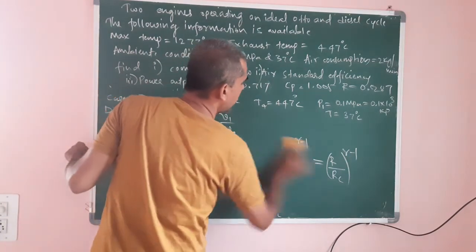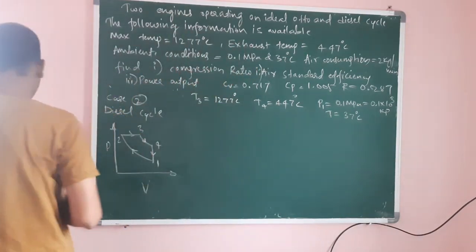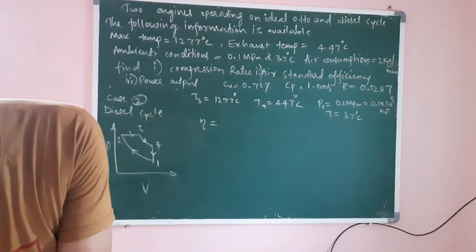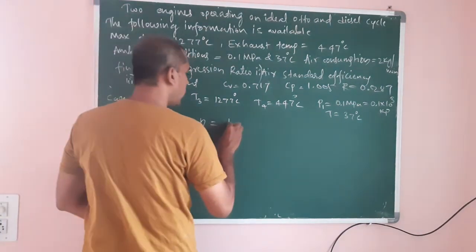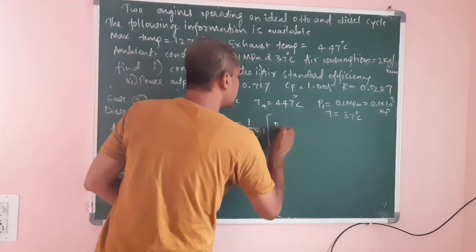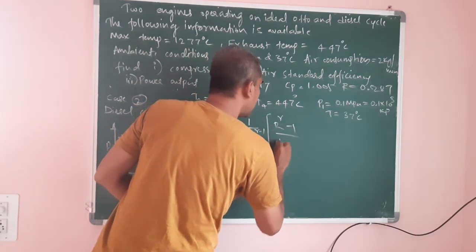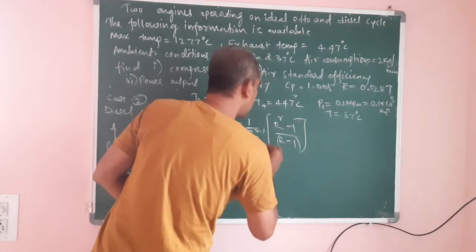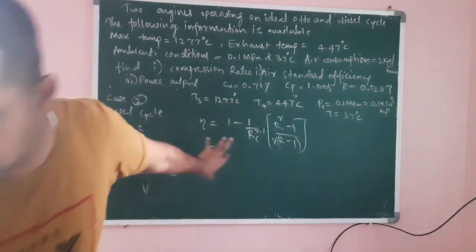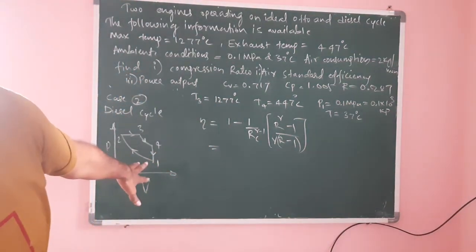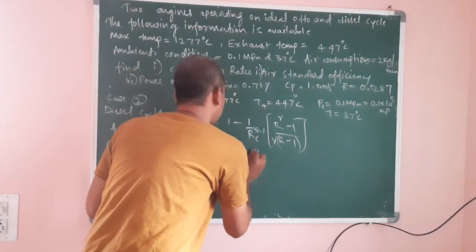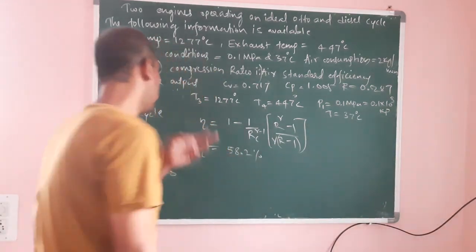Now the efficiency of a diesel cycle equal to 1 minus 1 divided by r raised to gamma minus 1, into rc raised to gamma minus 1 divided by gamma into (rc minus 1). If you substitute all the r value and rc value that we have calculated previously in this equation, we will get efficiency as 58.2%.